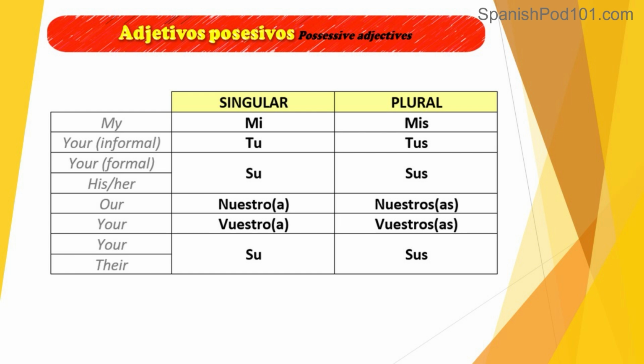Then for you all in Spain, which is vosotros, if we want to use the possessive adjective for vosotros, your, we would say the femenino singular vuestra and the masculino singular vuestro. And the plural form is going to be vuestros, vuestras. And then remember that you all in Latin America is ustedes.